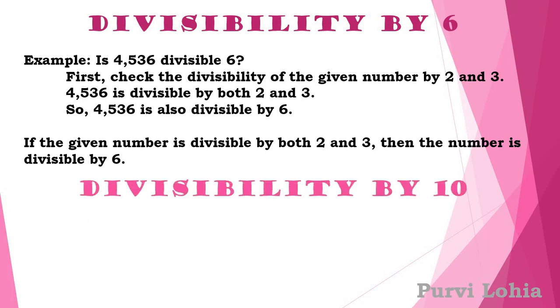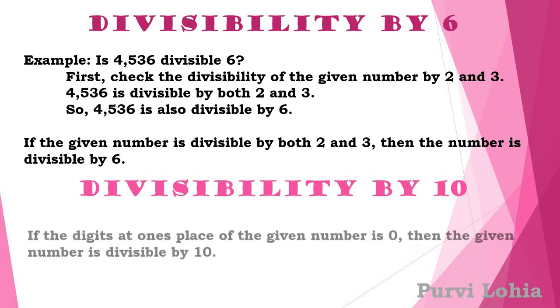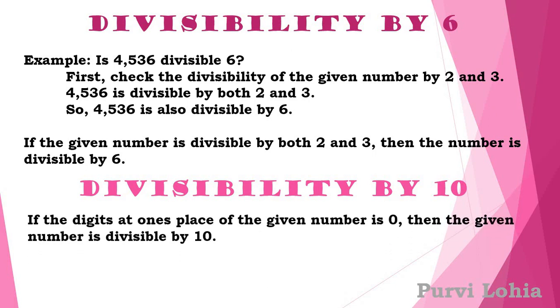Next, divisibility by 10. It is also very easy. If the digit at ones place of the given number is 0, then the given number is divisible by 10. So 60, 440, 9,990, 250, all these numbers are divisible by 10.